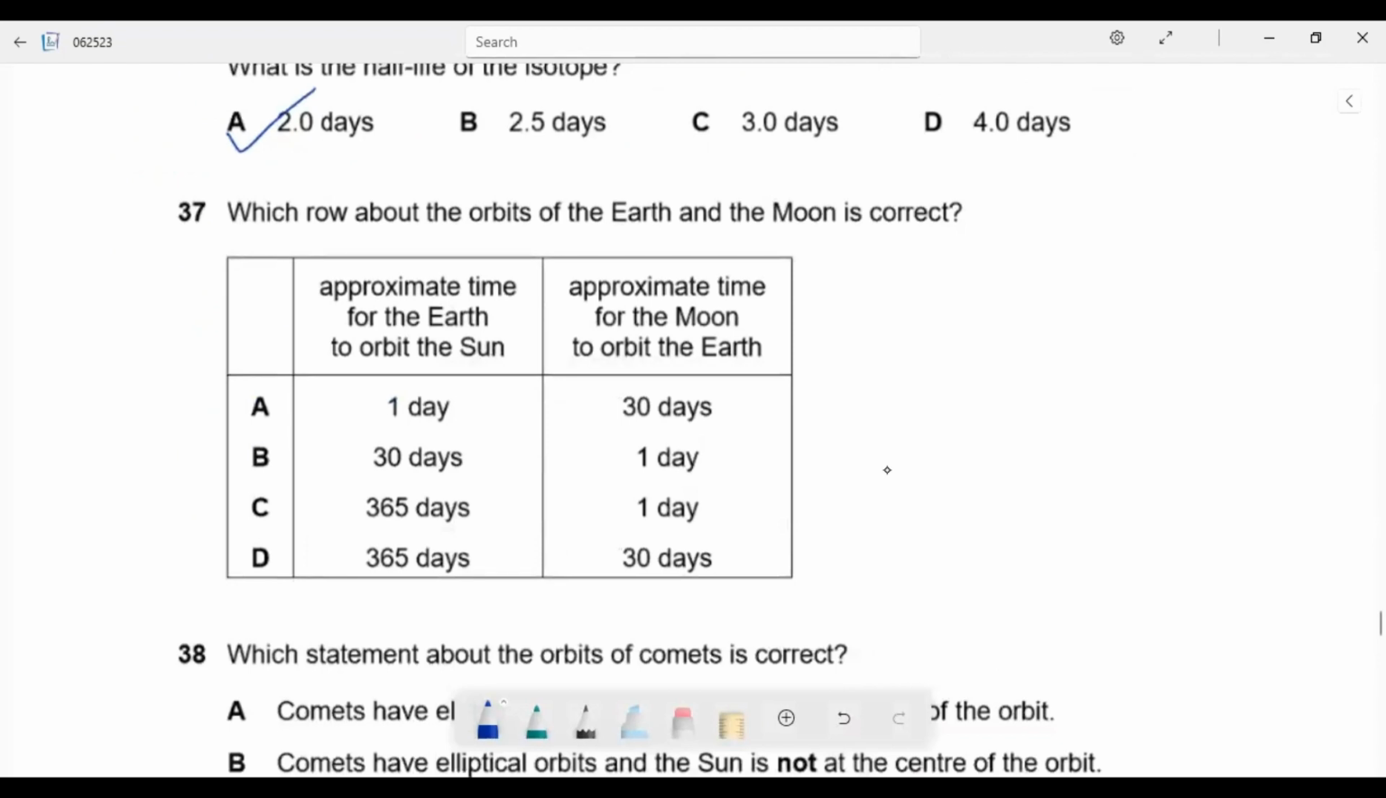Which row about the orbit of Earth and the Moon is correct? The approximate time for the Earth to orbit the Sun is 365 days. The approximate time for the Moon to orbit the Earth is 28 days. Here the right choice is D, 365 days and 30 days.